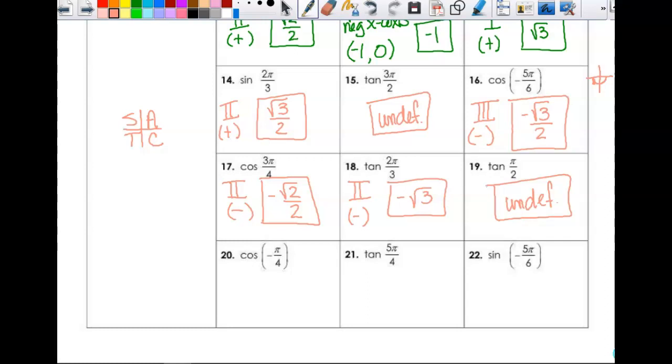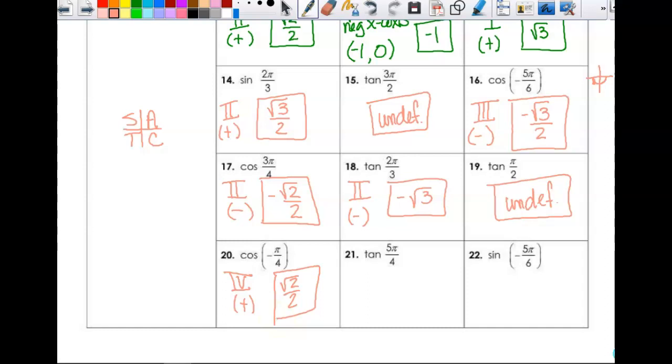All right. Cosine of negative pi fourths. Brenda again. Okay, it's in the fourth quadrant. Is cosine positive or negative in the fourth quadrant? It's positive. Okay, good. So then my answer is square root of 2 over 2. You got it. Good job.